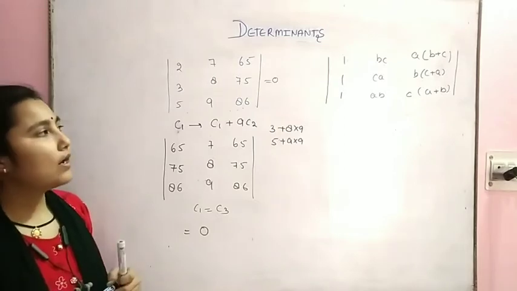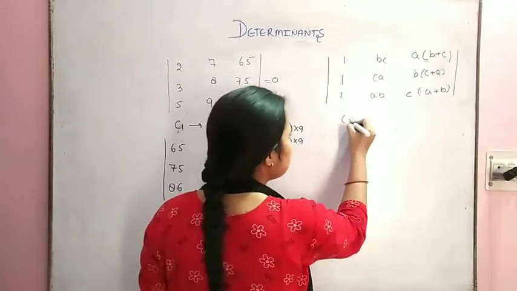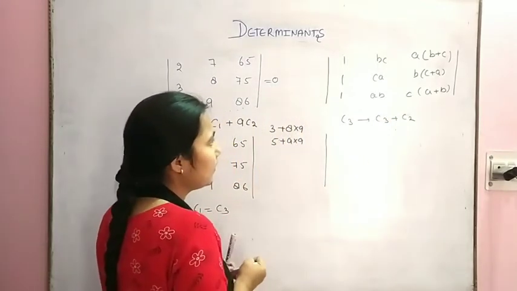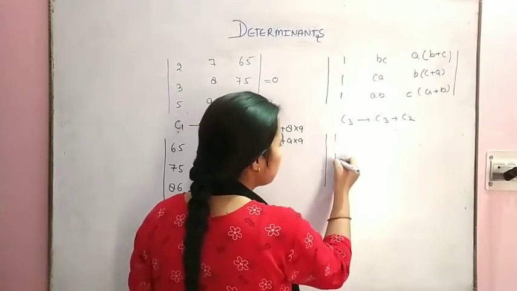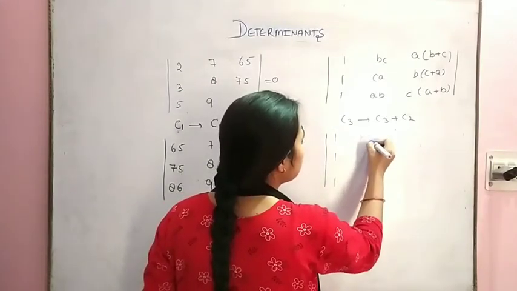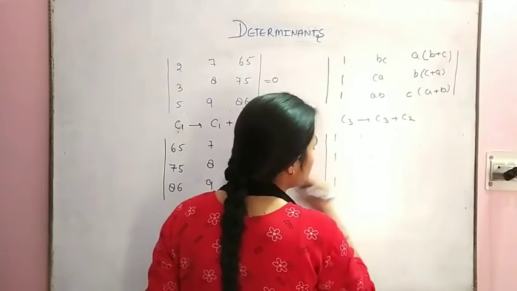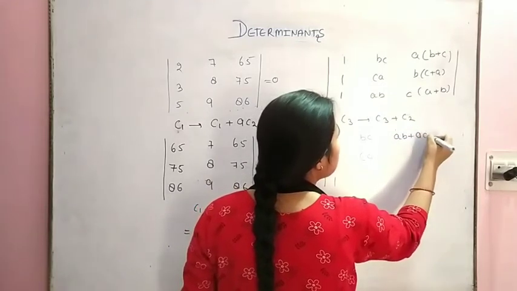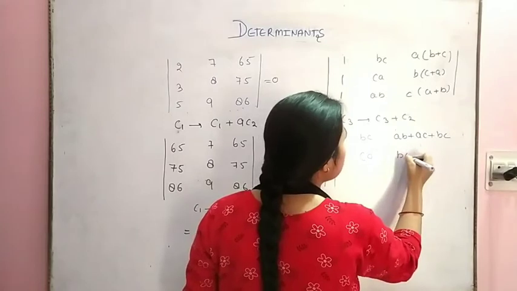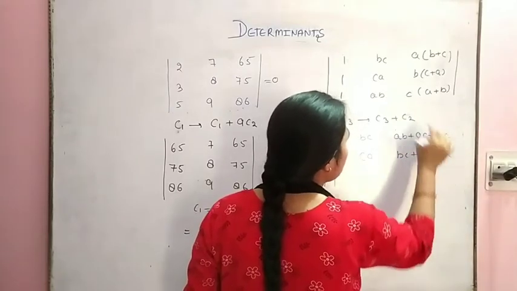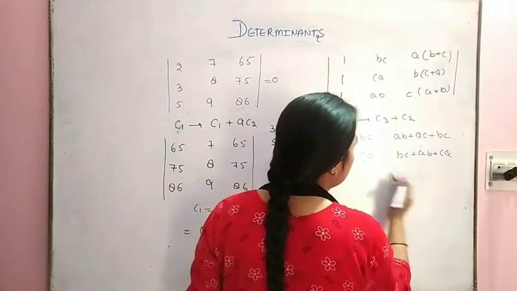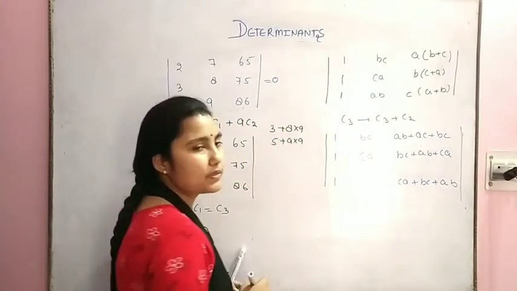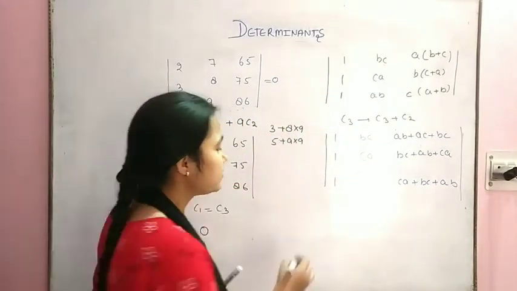Firstly, apply C3 tends to C3 plus C2. What we get? Because there is no change in C1, it remains the same, and there is no change in C2 also, so it will be the same. Now this is AB plus AC plus BC. This is BC plus AB plus CA, and this is CA plus BC plus AB. Now taking common AB plus BC plus CA from C3, what we get?